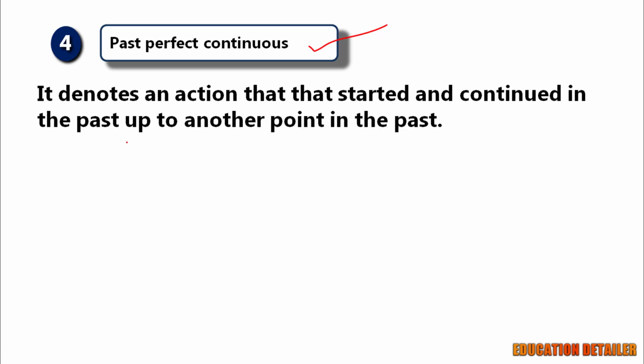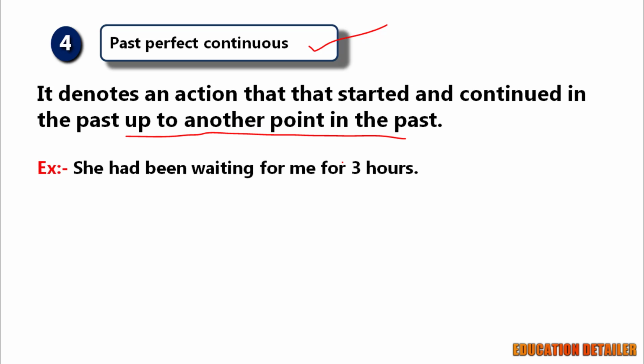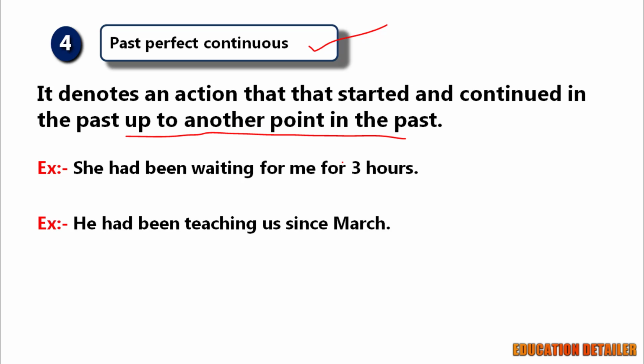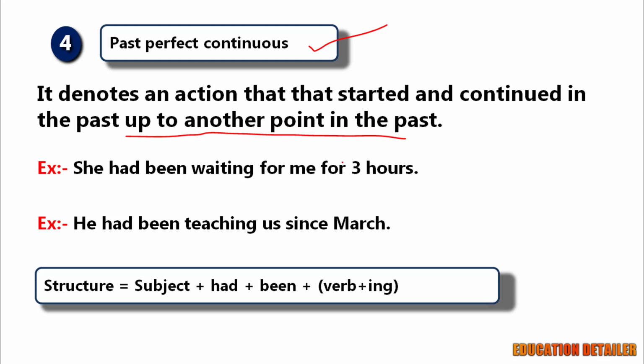Now the fourth and last type, past perfect continuous. It denotes an action that started and continued in the past up to another point in the past. She had been waiting for me for 3 hours. He had been teaching us since March. In the above examples, actions had already begun some time ago and continued up to the time of speech. Subject plus had plus been plus present participle form of verb.